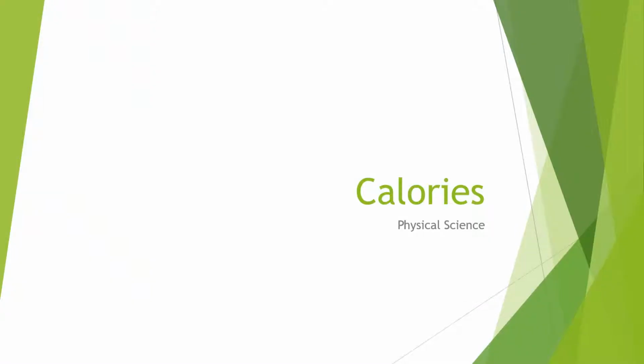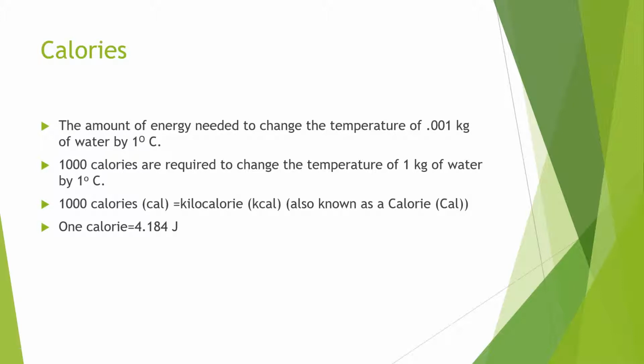In this video, we're going to be talking about calories. I know you've probably heard of calories before in reference to food and them being on our nutrition labels, but calories are actually a physics term. So the definition of a calorie is the amount of energy needed to change the temperature of 0.001 kilograms of water by 1 degree Celsius. But it takes 1,000 calories to change the temperature of 1 kilogram of water by 1 degree Celsius.